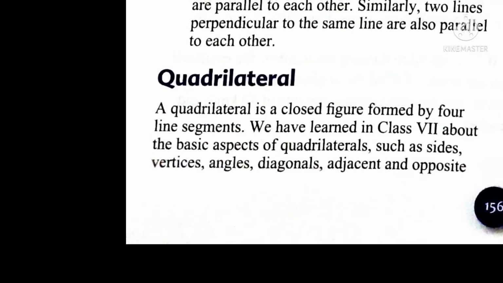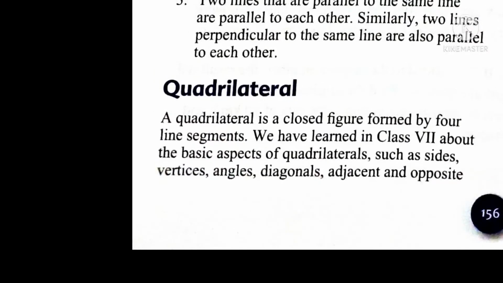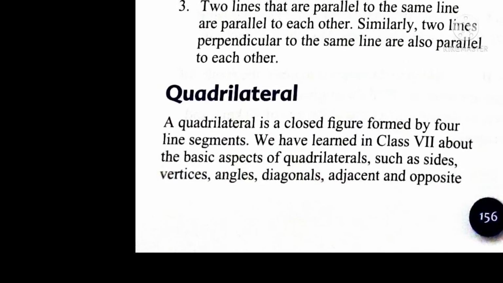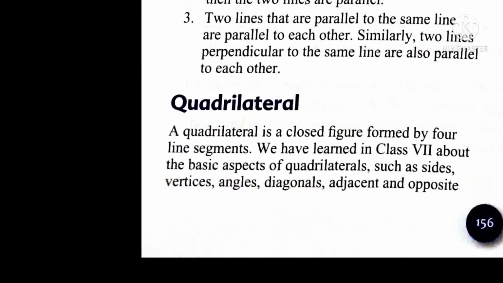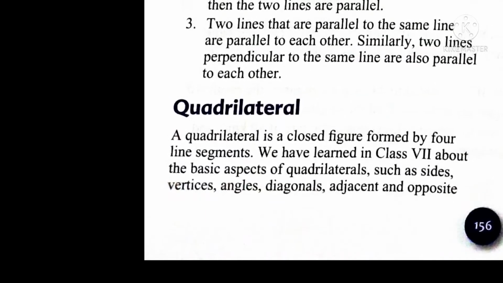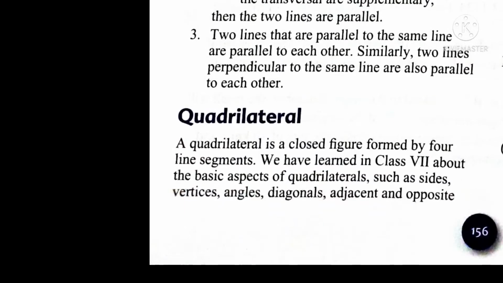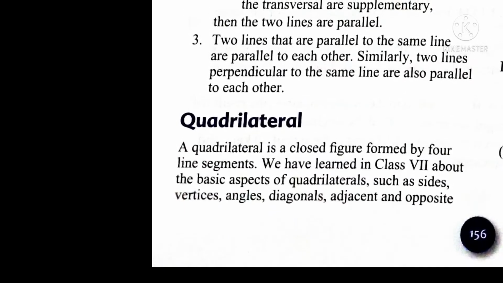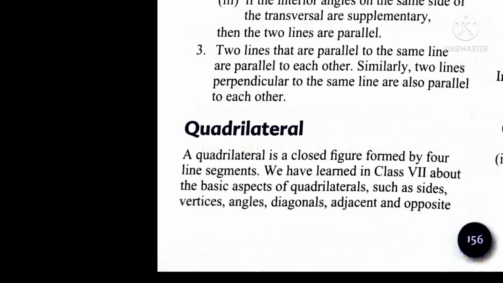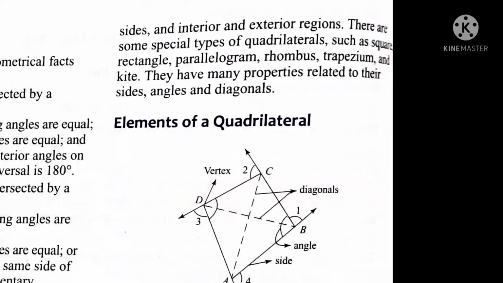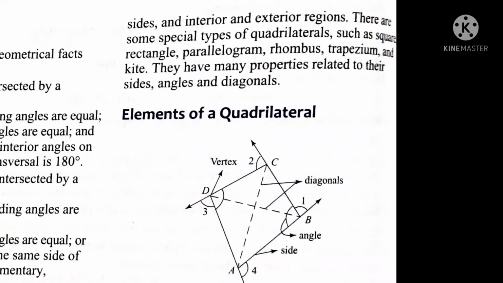So let us define what is a quadrilateral. It is a closed figure formed by four line segments. After the formation of a quadrilateral there are sides, angles, vertices, diagonals, adjacent sides and opposite sides. So let us discuss that. After defining the quadrilateral, let us see what the different elements of a quadrilateral are.